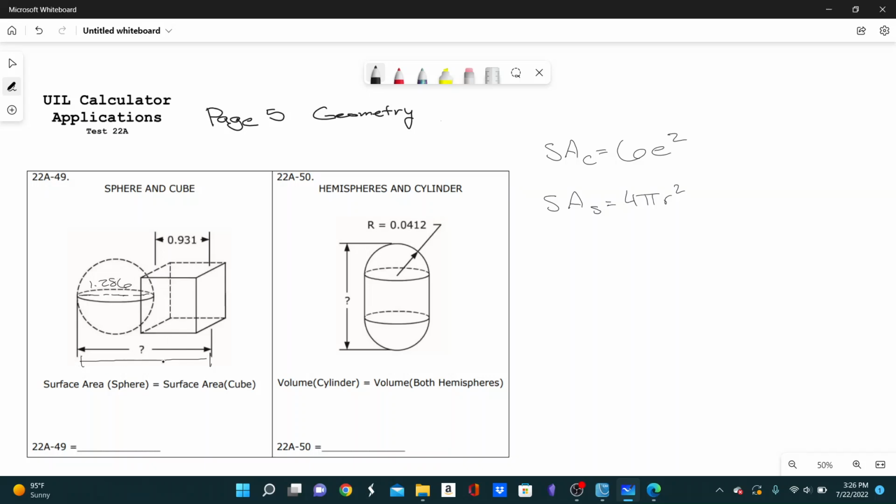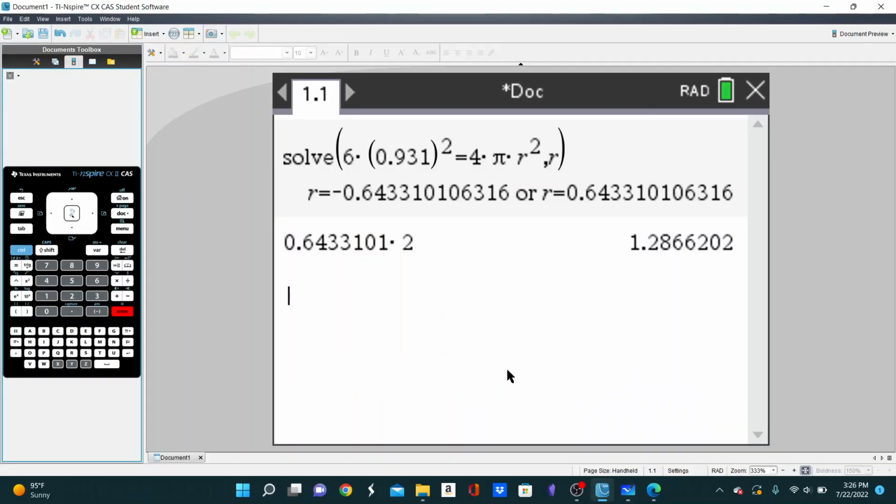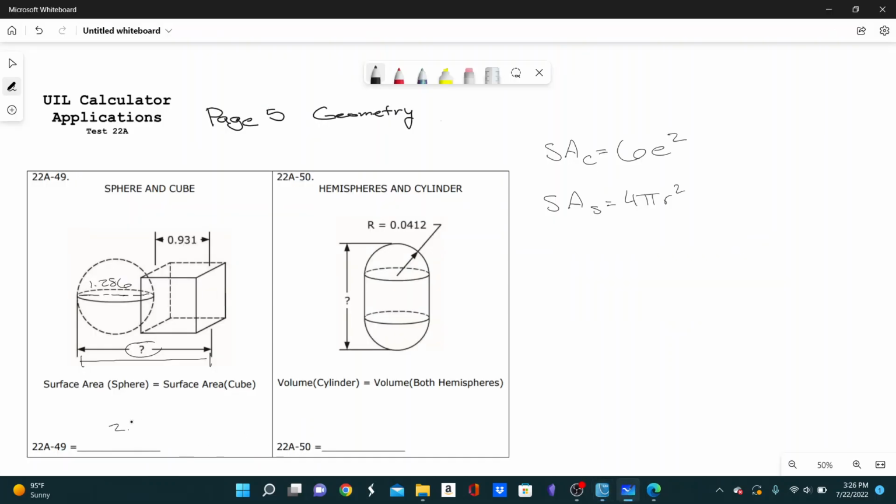Now if we want to find this distance with the question mark, all we have to do is take that value and add it to 0.931. So 1.286 plus 0.931, rounding to 2 sig figs, we get 2.22. So 2.22. All right, so that's that. Let's move on to number 50.